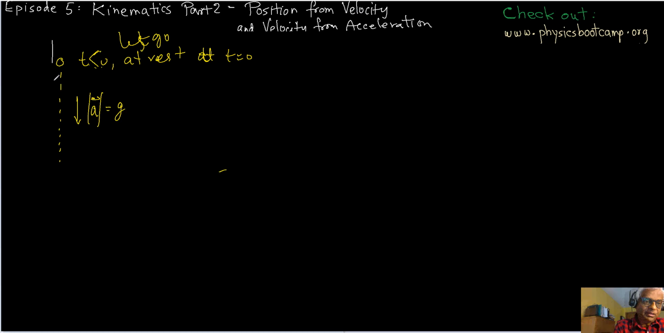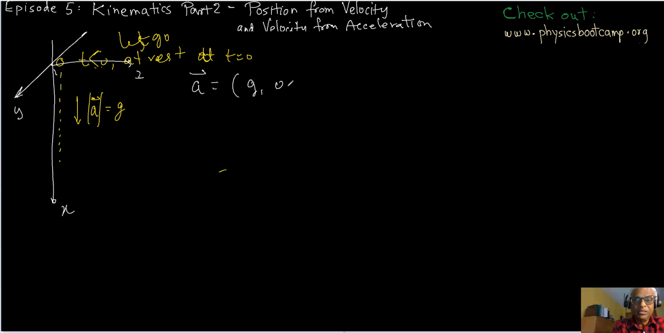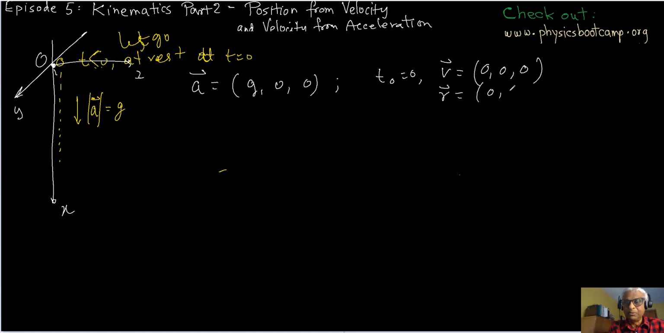So if I take this as my x-axis and maybe the y-axis is that way and the z-axis would be that way, then you can see that my acceleration is just g, 0, 0, and at t equal to 0, the velocity v is completely 0, 0, 0, and say this is started at the origin over there, and r at that time is 0, 0, 0.